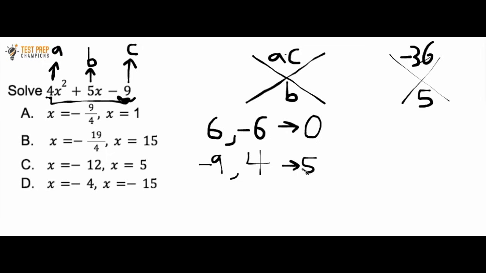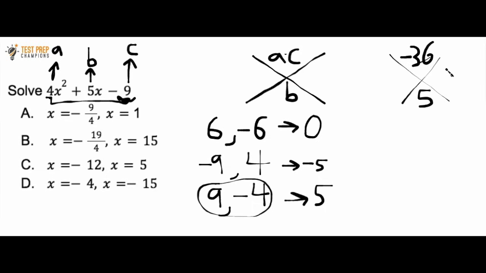So this isn't going to work because this is going to be negative 5. So now let's try it the other way around. Let's try positive 9 and negative 4. So positive 9 times negative 4 is going to give us negative 36. Now, let's add these up. 9 plus negative 4 is really the same as 9 minus 4, which is going to be positive 5. So this is the pair that we want to use.